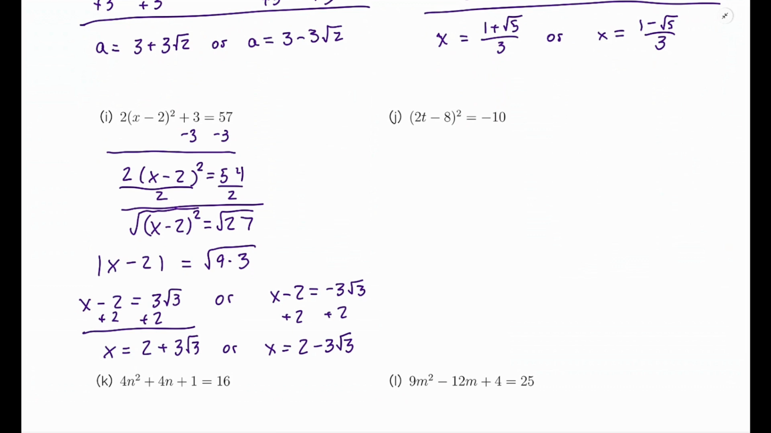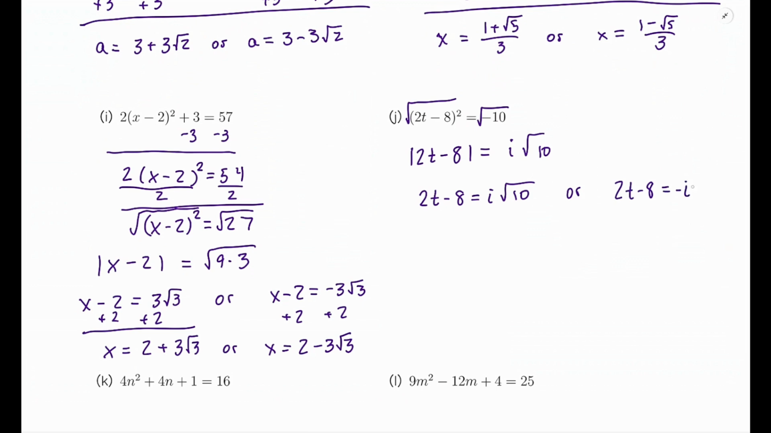Part J. The quantity 2t minus 8 squared equals negative 10. So I'm going to take the square root of both sides. That becomes the absolute value of 2t minus 8 equals i square root of 10, which breaks up into 2t minus 8 equals i square root of 10, or 2t minus 8 equals negative i square root of 10. Add 8 to both sides, to both equations.